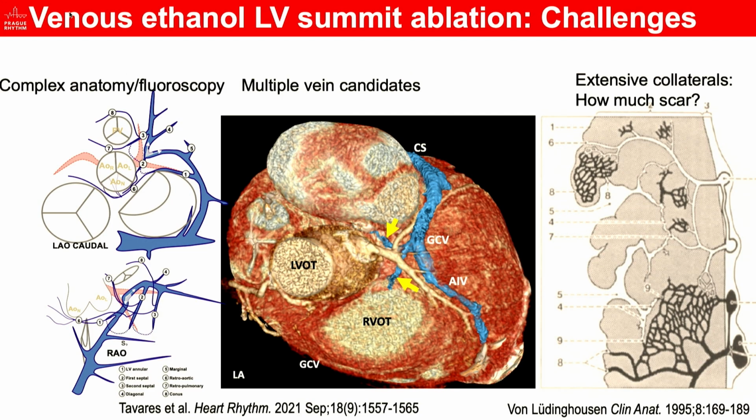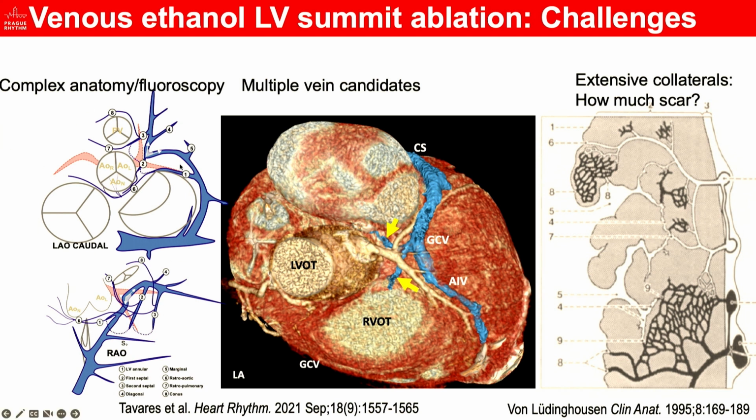So starting with LV summit, the challenges of LV summit ablation are really several of them. Number one, it's a very complex anatomy and very complex fluoroscopy to deal with. Number two, when it comes to the veins, until recently we did not have a clear idea of the venous anatomy of the LV summit. There tend to be multiple vein candidates, and these are best visualized with 3D renditions of a CT. It's easy, like in this one, you can see the LV summit veins. But in fluoroscopy, it becomes harder because you see a two-dimensional shadow of your venograms.